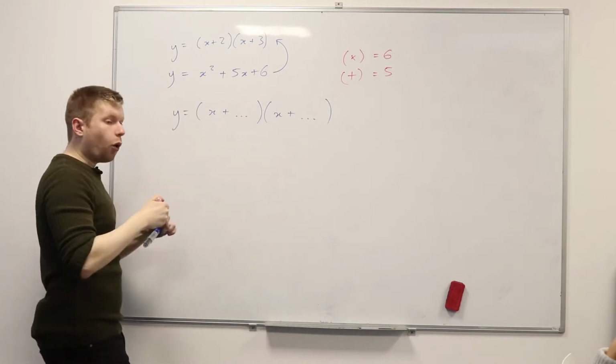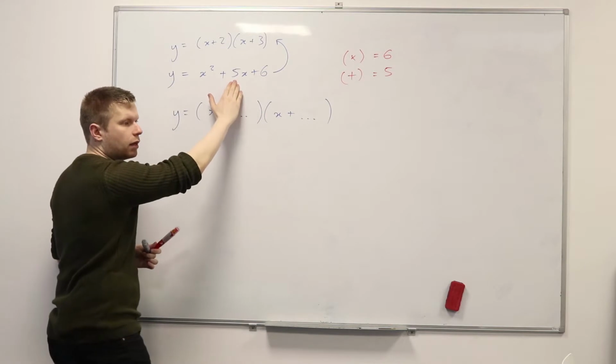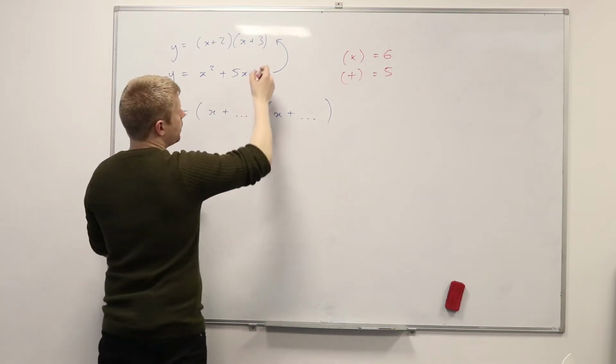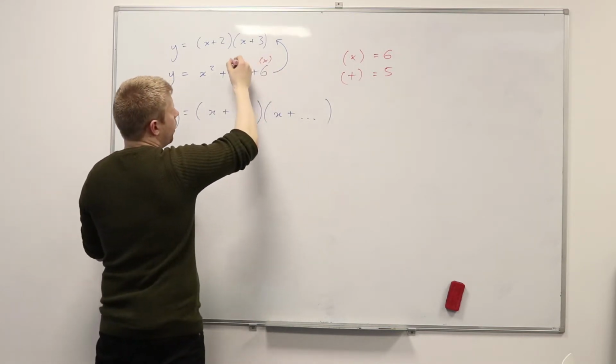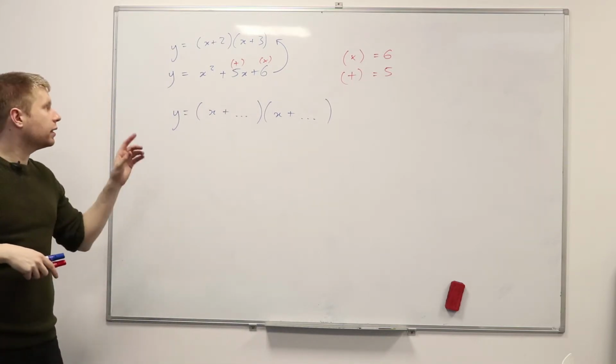Yeah? So they always have to multiply to make this number and add to make this number. Okay? So I can't emphasize that enough. If you get that in your head, you'll be fine with this. Okay? So multiply together to make the last number, add together to make the second number.